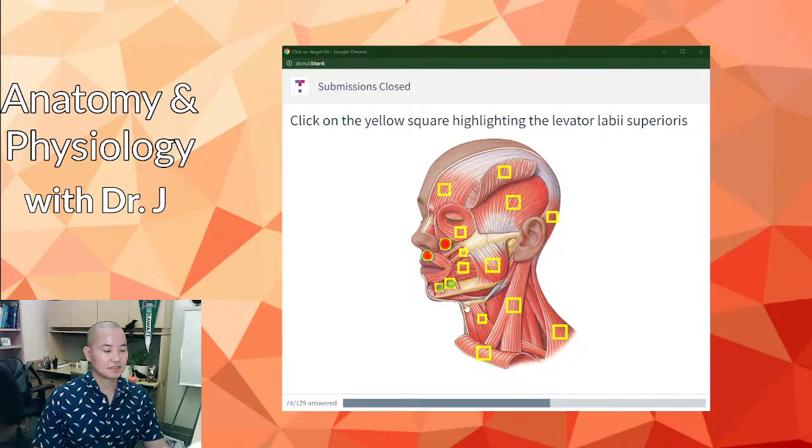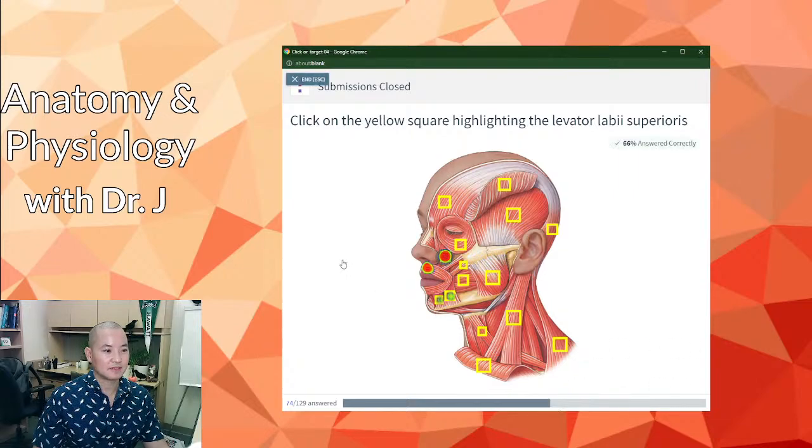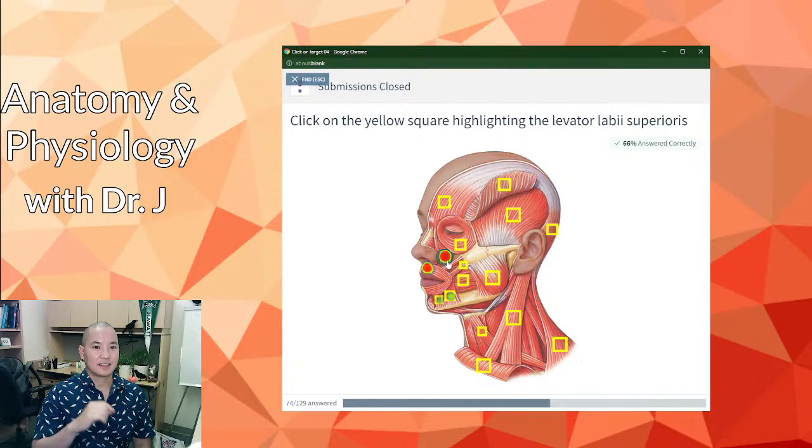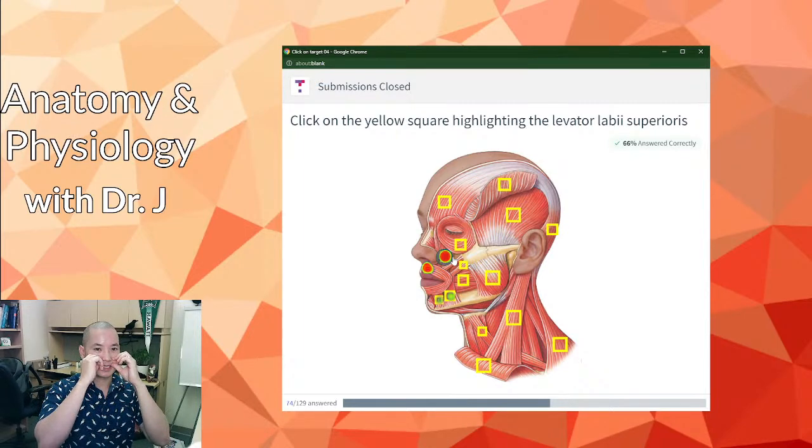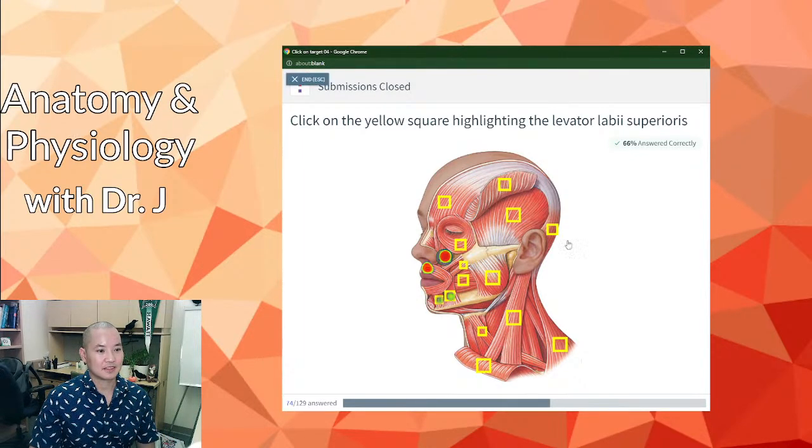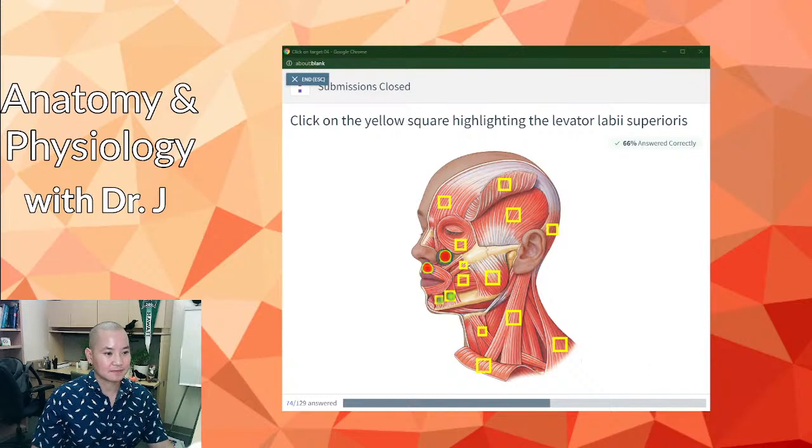So let's see where people clicked. People either clicked here or over here. This is actually the Orbicularis oris in this square here. So the correct one is over here, up here. That's the levator labii superioris. Notice that it's superior to the lips. And what's going to happen when it contracts? Well, it's going to shorten things up and pull the lip upwards. That's why it's the levator labii superioris.